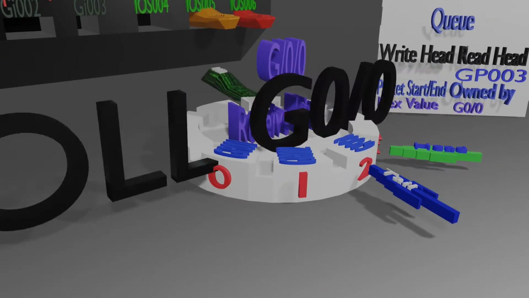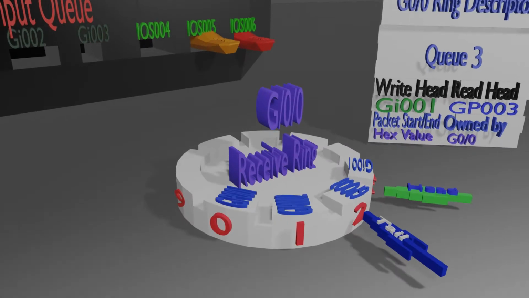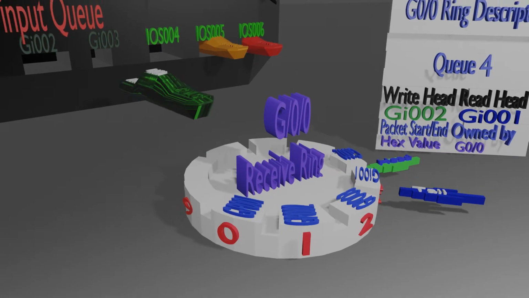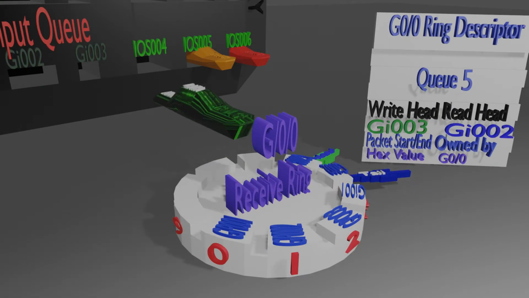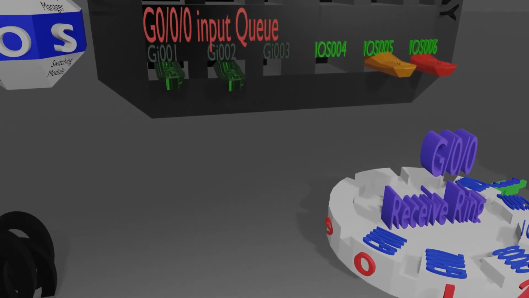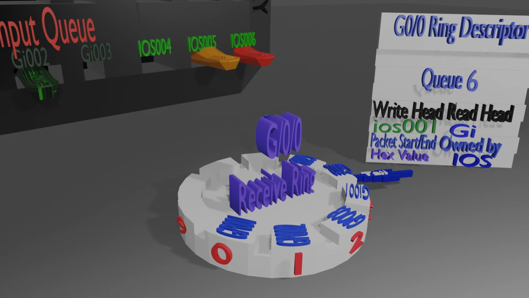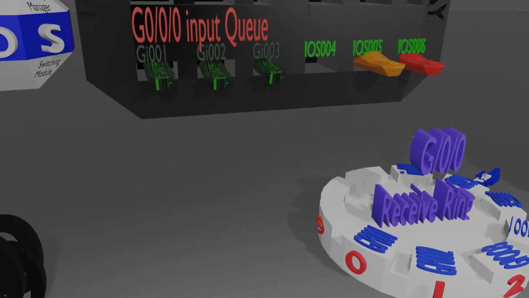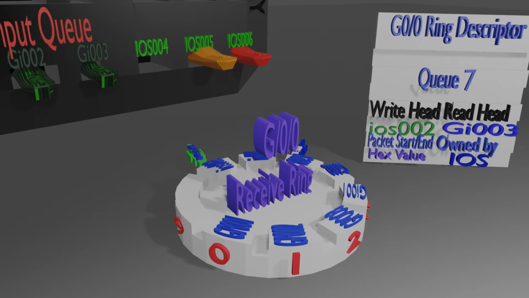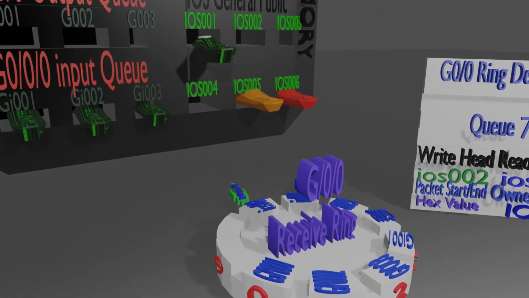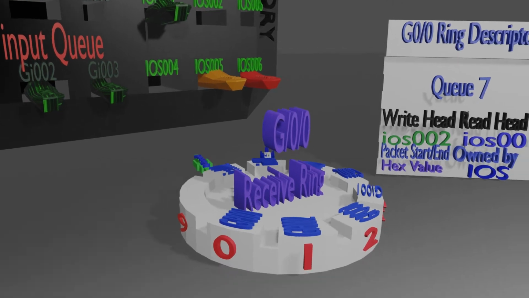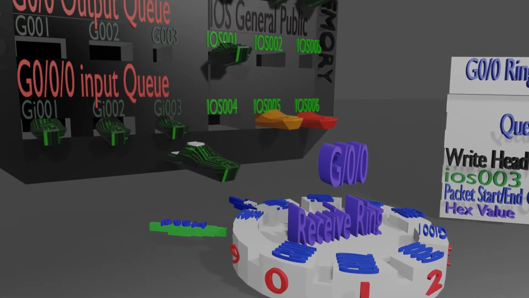In this example, the green write head is reading the ring descriptor and populating G0/0's receive ring. And as new packets arrive to the G0/0 interface, the blue read head reads the next ring queue and sends that information to the controller. The controller then uses direct memory access to store the packet in the appropriate packet buffer based on the information that was sent to it.